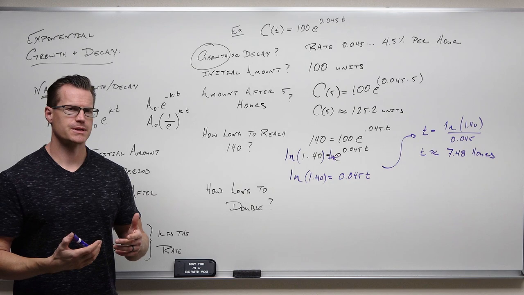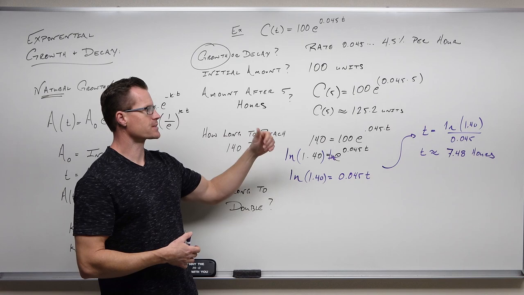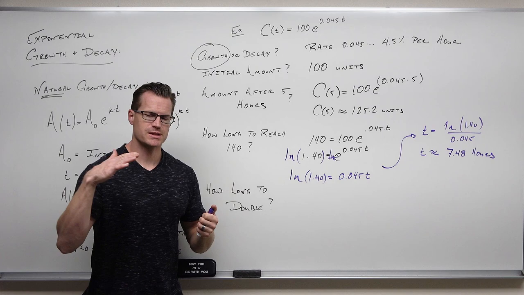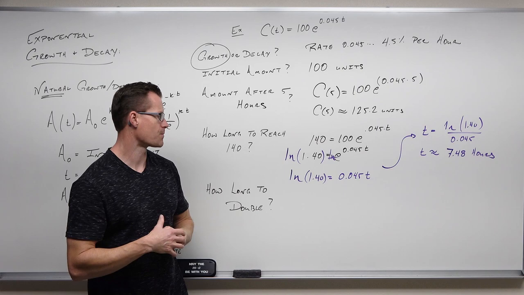Now, does it make sense? Does it make sense that if after 5 hours we had 125 units, then it's going to take a little bit longer than that for us to get 140 units? Well, that makes sense to me. 5 hours gave us this. 7 should be more than that to give us 140, but not like 3 times as much. Remember, it is growing exponentially at a rate of 4.5% per hour, whatever the time unit is.